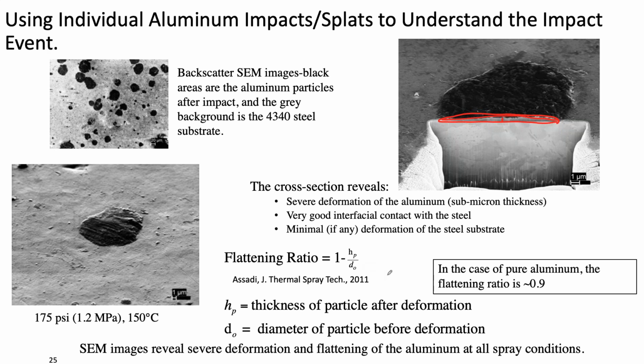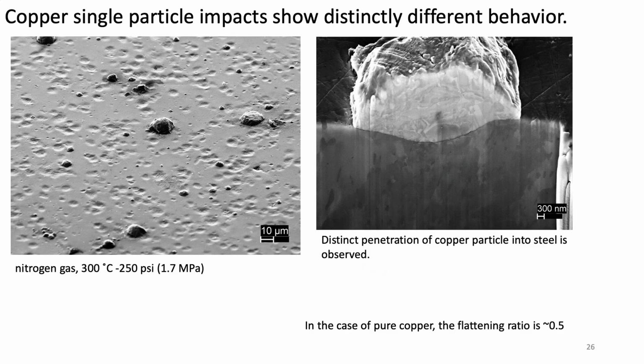Okay. What about copper hitting steel? This is copper hitting the same substrate, and now it indents. You can see how very little flattening we're getting. You can also see that it indents. Remember that aluminum was just a flat interface, and its flattening ratio is about 0.5. You can see all these divots where particles didn't hit. That's because we were doing a particular experiment where we're trying to get just single particles and not a whole coating so we can study them.